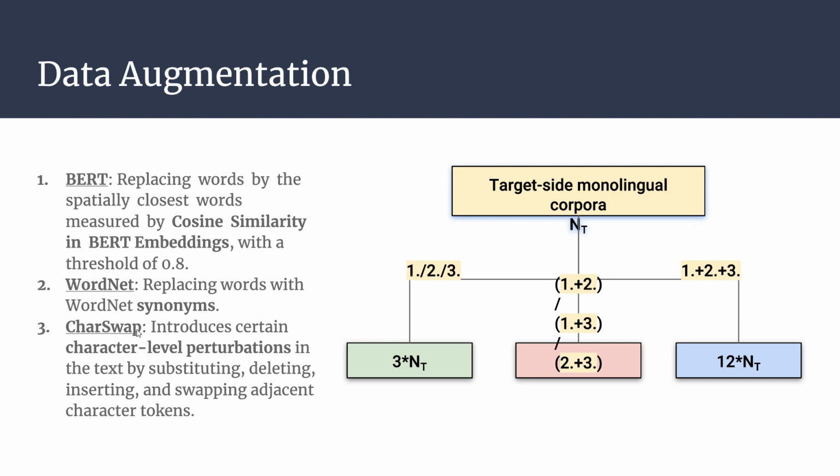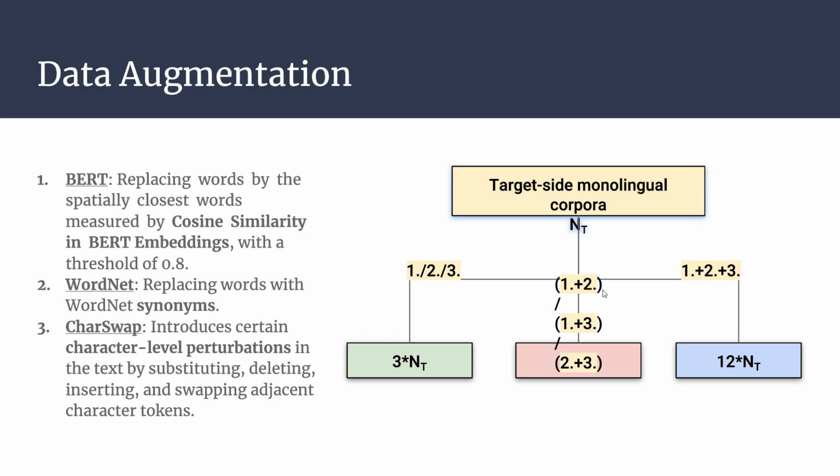In BERT, WordNet, and CharSwap, our main objective is to do some word or character level perturbations in the input while retaining the actual meaning, but still having distinct sentences. So we do this over the target side English sentences to obtain our augmented text, which, if we use one of the three techniques, gives us around three times our target side corpora.